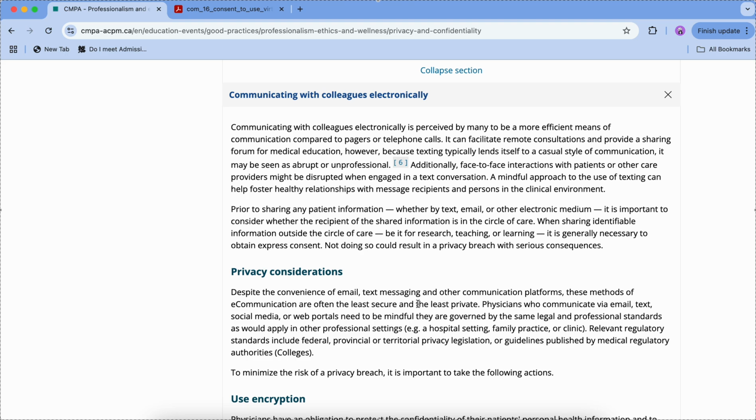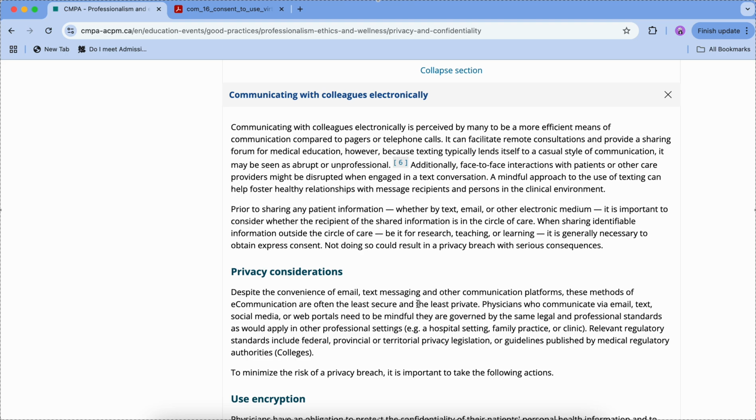Additionally, face-to-face interactions with the patients or other providers might be disrupted when engaging in text conversations. This is the same thing I told you. When you say, oh, your Pap test shows ASCUS, they have no idea what ASCUS is, right? So you cannot feel their expression, you cannot see their blank face, because they don't know what you're talking about. The same goes for the other providers too.